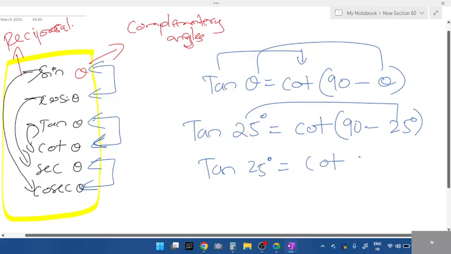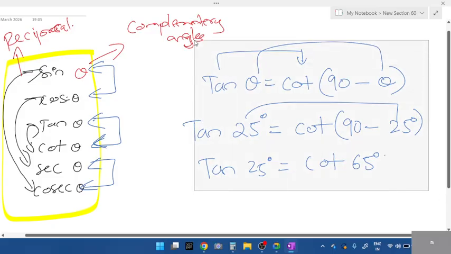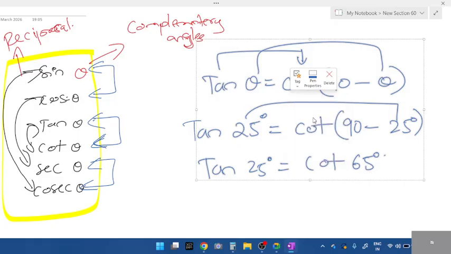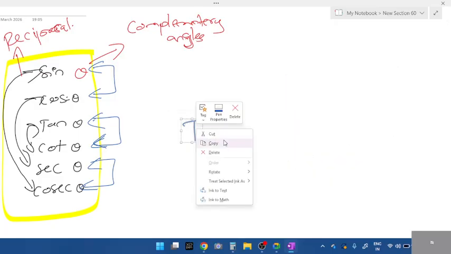How much is 90 minus 25? 65 degrees. Did you understand this calculation part? How complementary angle works? Okay, I'll give you all the complementary formula. This is how complementary angle works.